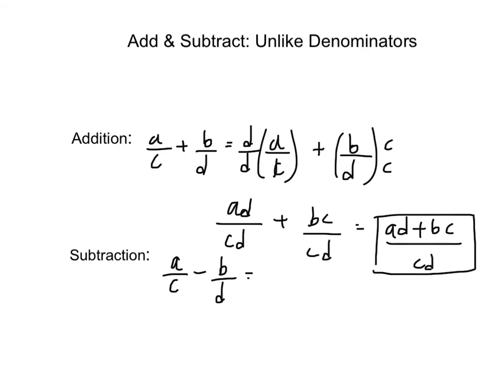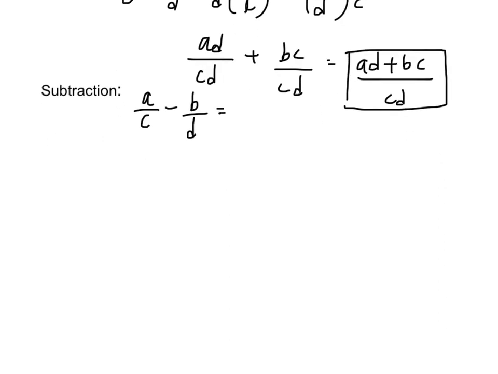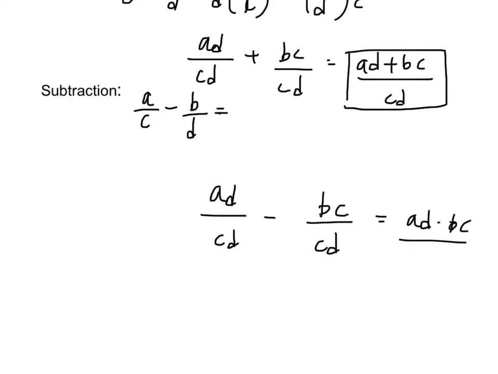Now, subtraction, again, is the same. We want to have cd on the denominator of both terms. Therefore, we have ad minus bc over cd. So again, with unlike denominators, we want to, in the end, have a like denominator, and we will do that by multiplying both sides by something that creates the least common multiple.